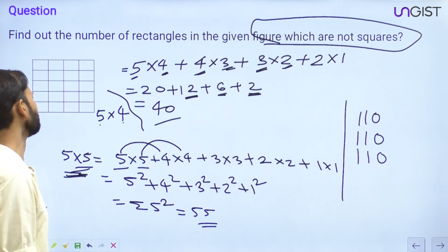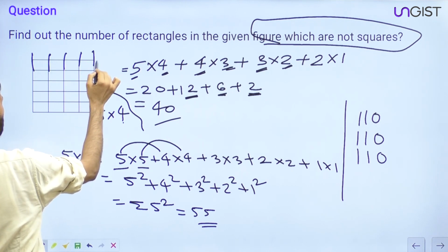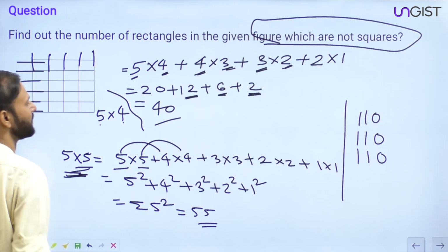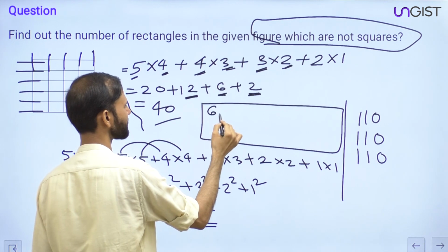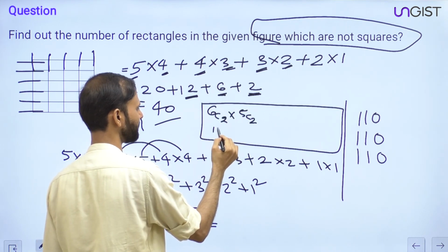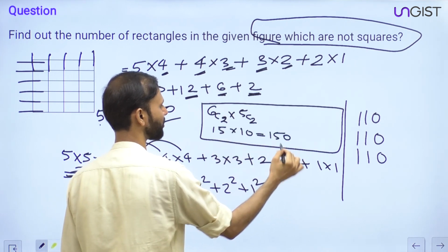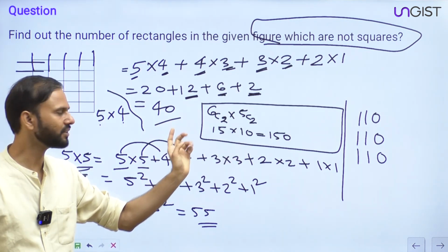Okay, let me solve it for you. See here, how many lines are intersecting how many lines? 5 lines and 1, 2, 3, 4, 5, 6, 6 lines. So 5 lines are intersecting 6 lines. So the number of rectangles will be 6c2 into 5c2. Right? So 6c2 is 15, 5c2 is 10. So 15 into 10 is 150. So the number of rectangles will be 150 and the total number of squares we are getting is 40.